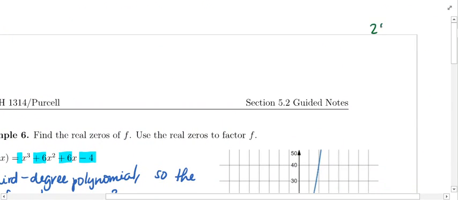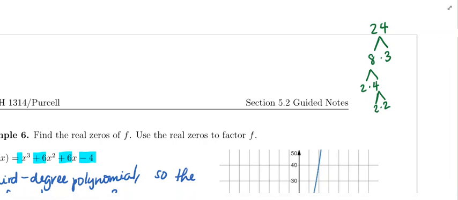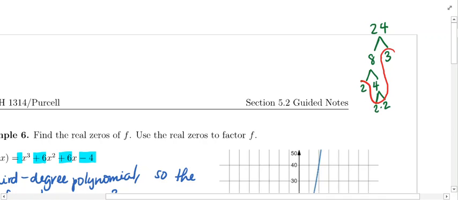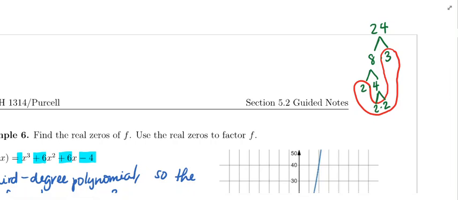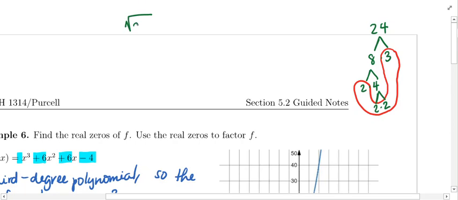I'm going to make a factor tree. 24 breaks down into 8 times 3. 8 breaks down into 2 times 4. And then 4 breaks down into 2 times 2. Now we circle all the numbers at the bottoms of the branches. 2 times 2 is 4, times 2 is 8, times 3 is 24. So the square root of 24 is the same thing as the square root of 2 times 2 times 2 times 3.